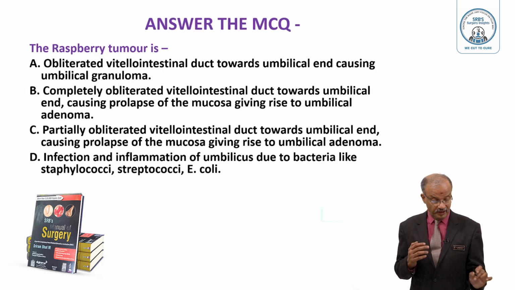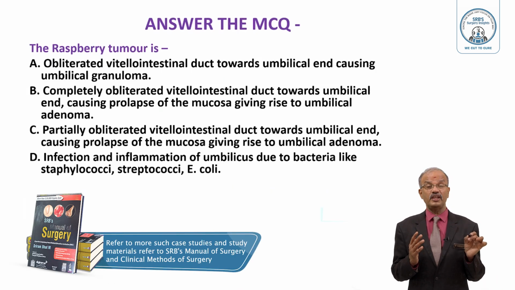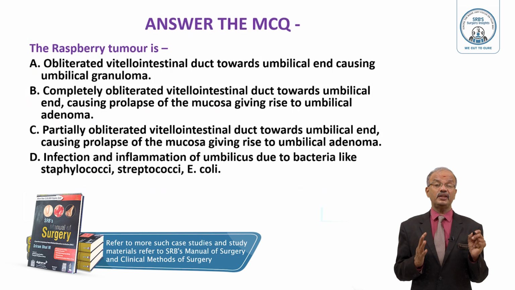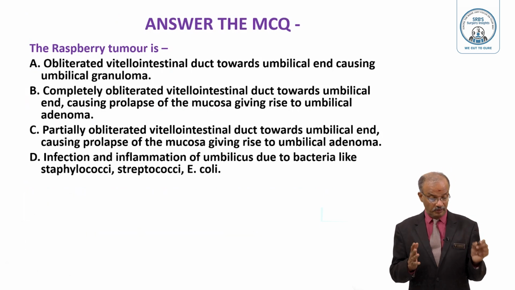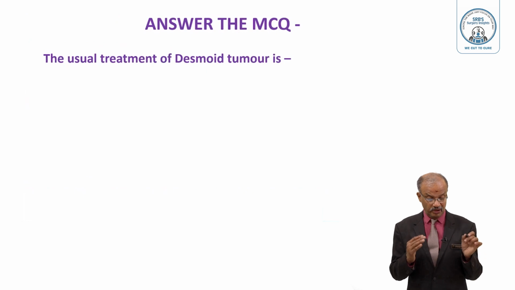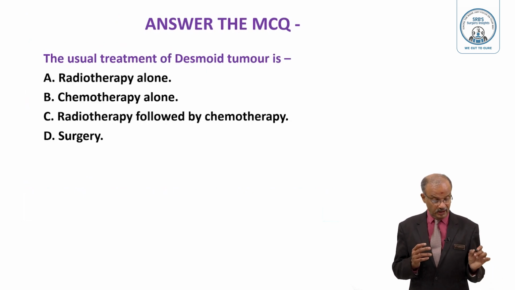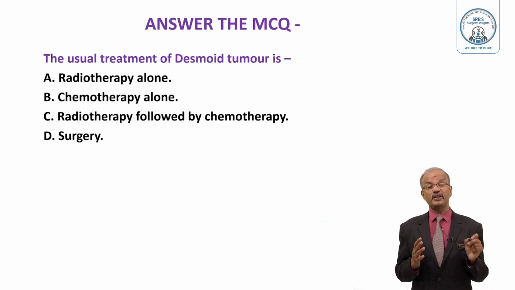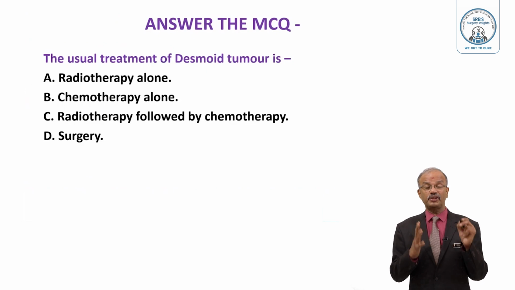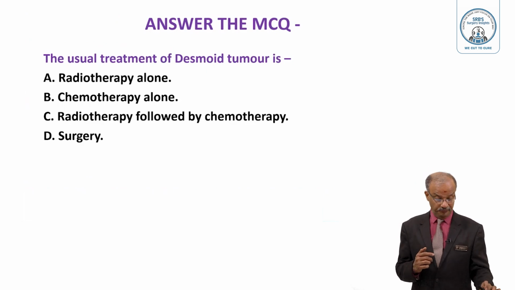Answer the MCQ. Raspberry tumor is A, B, C, D. Find out the right answer. I will appreciate and acknowledge your answer in the comment box. Answer another MCQ. Usual treatment for a desmoid tumor is A, B, C, D. Find out the right answer and acknowledge your right answer. Put it in the comment box.